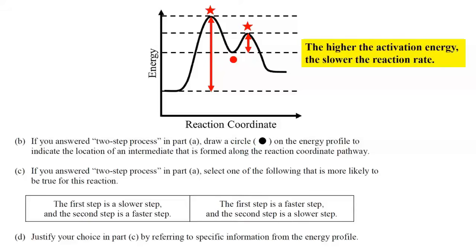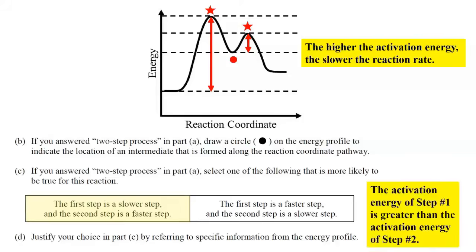And as you recall from earlier in this video, the higher the activation energy is, the slower the reaction rate should be, and vice versa. The lower the activation energy, the faster the reaction rate. So therefore, based on the appearance of this diagram, because we have a large activation energy in step 1 and a small activation energy in step 2, the first step is a slower step and the second step is a faster step. So it says justify your choice in part C. The activation energy of step 1 is greater than the activation energy of step 2.